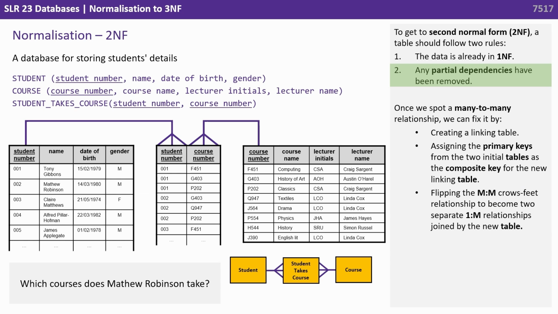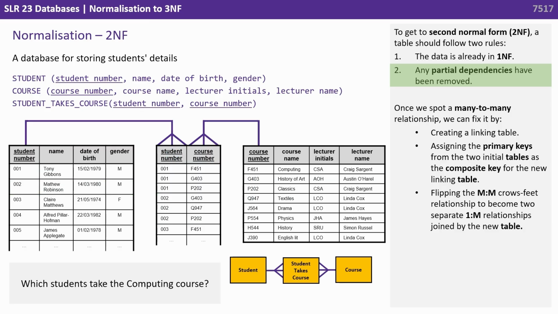So we can see here which course does Matthew Robinson take. We can clearly see, we look at Matthew Robinson on the left, student ID number 2 takes us to the linking table. But then in the linking table we can have 3 entries for student number 2, because student number on its own is not unique. And we can see that he takes 3 courses, G403, Q947 and P202, and they link off to the course number table. Again, course number is not unique in that middle table, but the combination of the student and the course is unique. We have solved our many-to-many relationship problem.